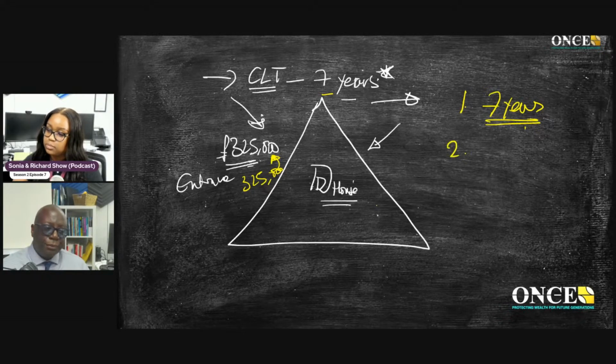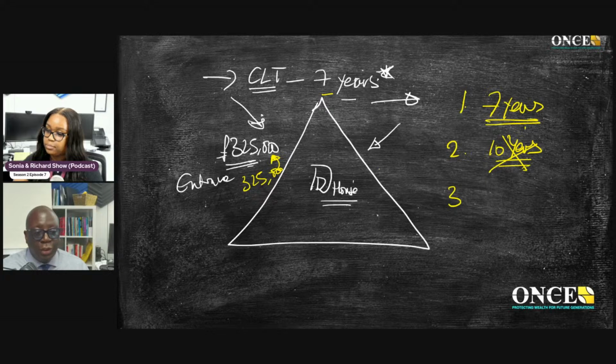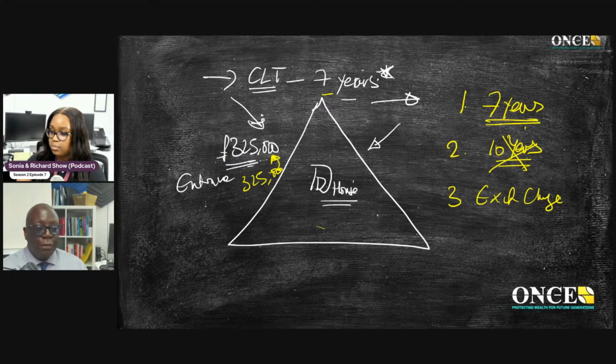Number two, has she exceeded 10 years? Well, thank God she had not. Because had she exceeded 10 years, she'd have to pay an anniversary charge. So she didn't exceed 10 years. So our point is, we need to shut this trust down without her attracting an exit charge. The value of the trust, because it hasn't reached 10 years yet, was still 325,000. And as long as the trust is 325 or less, there's no exit charge.